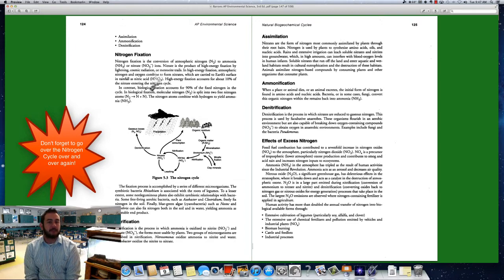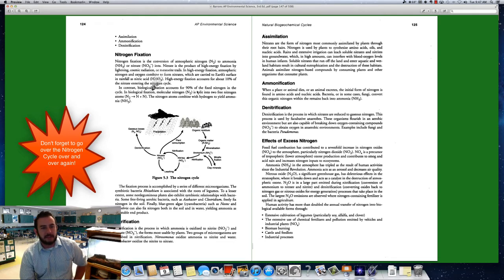But nitrate is a product of high energy fixation by lightning. Like I said, lightning can do it. Cosmic radiation or meteorite trails can too, which is kind of crazy to think about, but most of it's probably by lightning. In high energy fixation, atmospheric nitrogen and oxygen combine to form nitrates, which are carried to the Earth's surface by rainfall, which is a good thing. Now, that's nitrogen fixation, but nitrogen fixation also happens at the roots itself. We'll talk about that in a second.